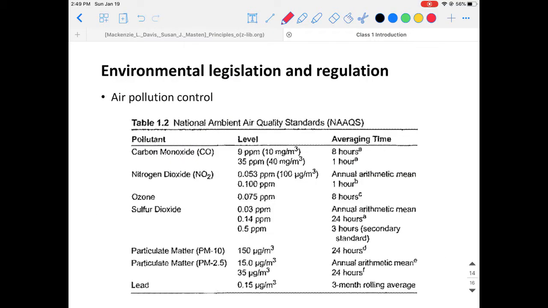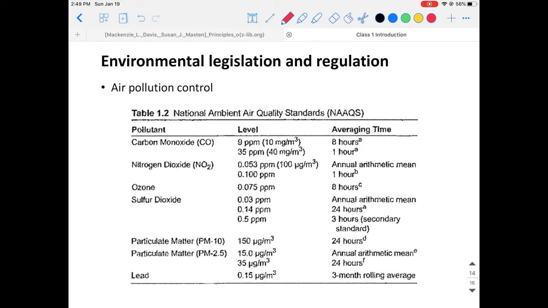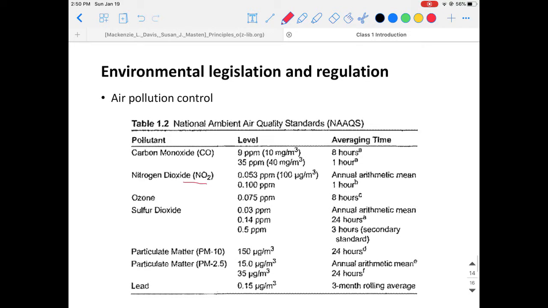So talking about regulations, here is a table that lists the required concentration for these gas pollutants. As I've introduced, there are carbon monoxide and nitrogen dioxide. Instead of NOx, they use nitrogen dioxide as a parameter, right? You have ozone, you have sulfur dioxide, and particulate matter, and also lead here.